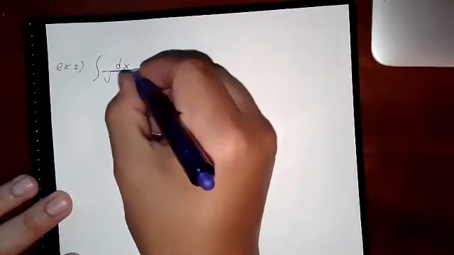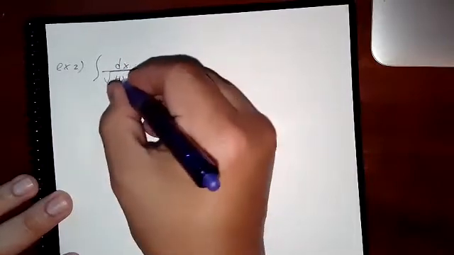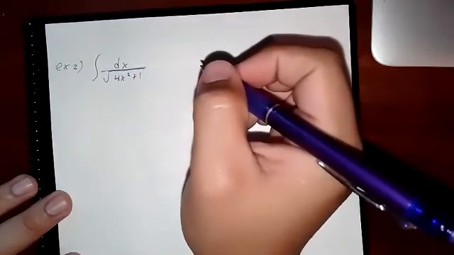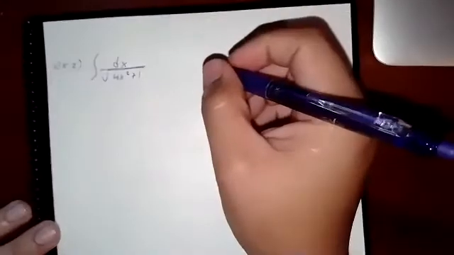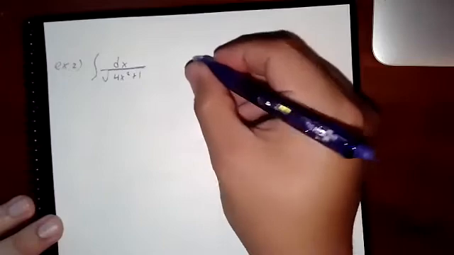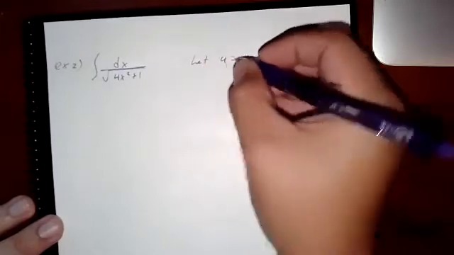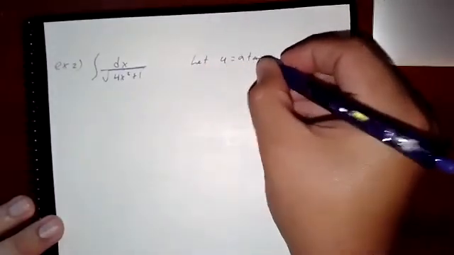The integral of x over the square root of 4x squared plus 1. Is this scenario 1, 2, or 3? Scenario 2, right? Yeah, it looks like 2 to me. Okay, so 2 says what? Let u equal a tangent theta.